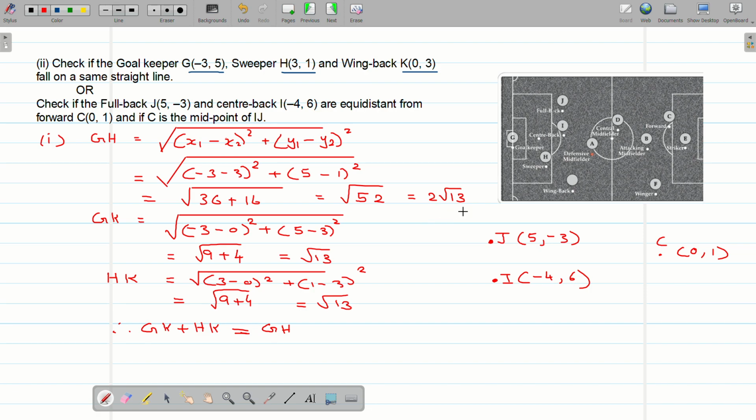2 root 13 is equal to root 13 plus root 13. Therefore G, K and H form a straight line.